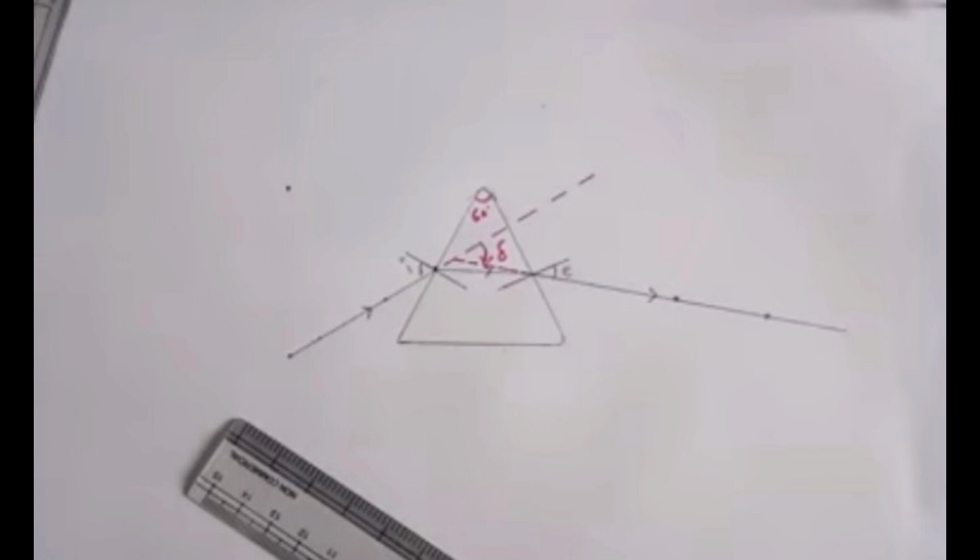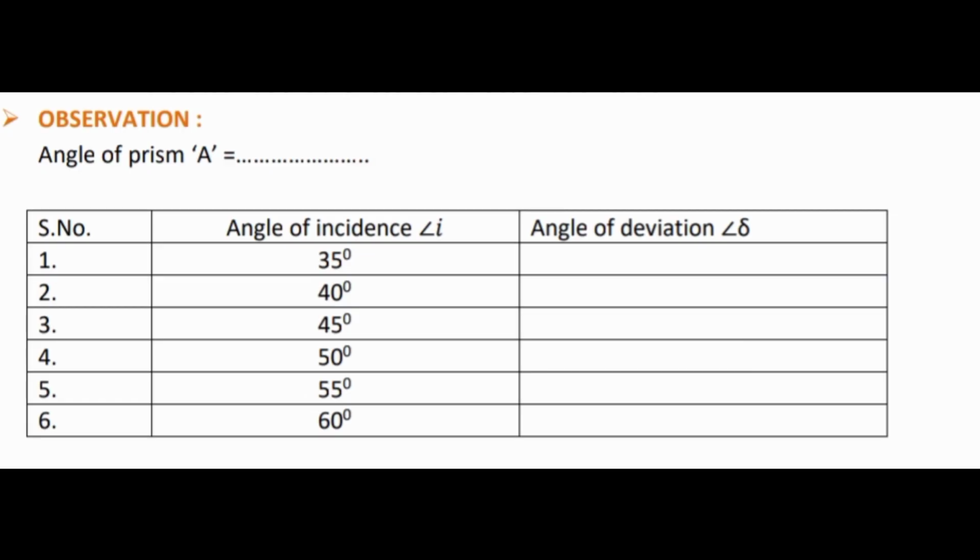Okay, then we have to write these observations in the tabular column. That is, in the first case we can see the angle of incidence and angle of deviation on the other side. Now we have to tabulate here. Here we can see the observation column. That is, in the first case we have to write down the angle of prism. That is, here it is 60 degree because this is an equilateral prism.